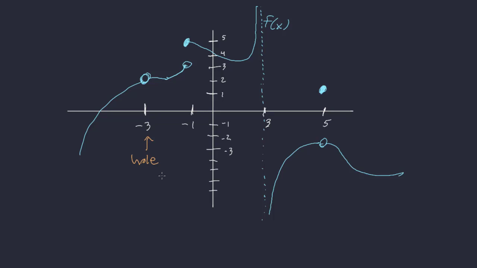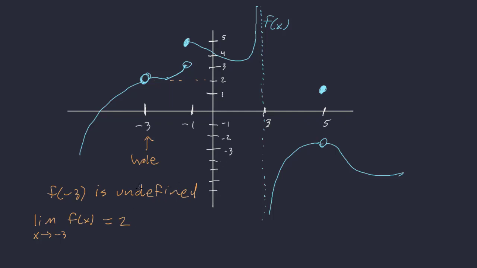Well, I mean, we can, but there's a more official way to talk about a hole, and that is that f of -3 is undefined. So the function itself is undefined. However, the limit is going to be 2. The limit as x goes to -3 of f of x is 2 based on the graph.